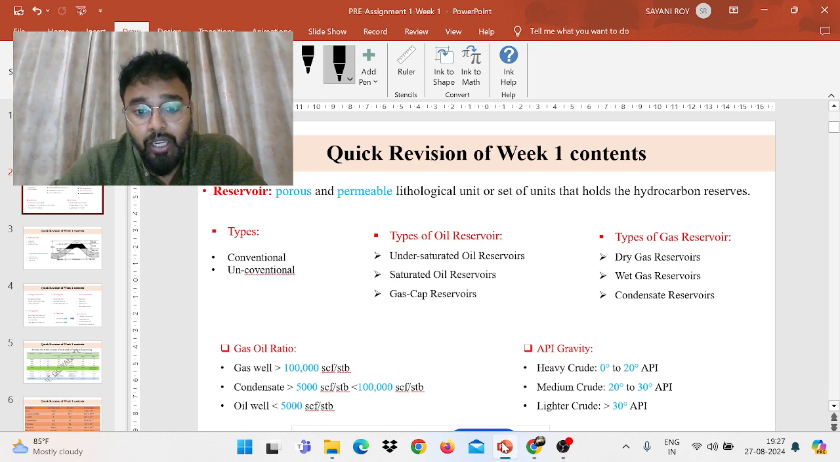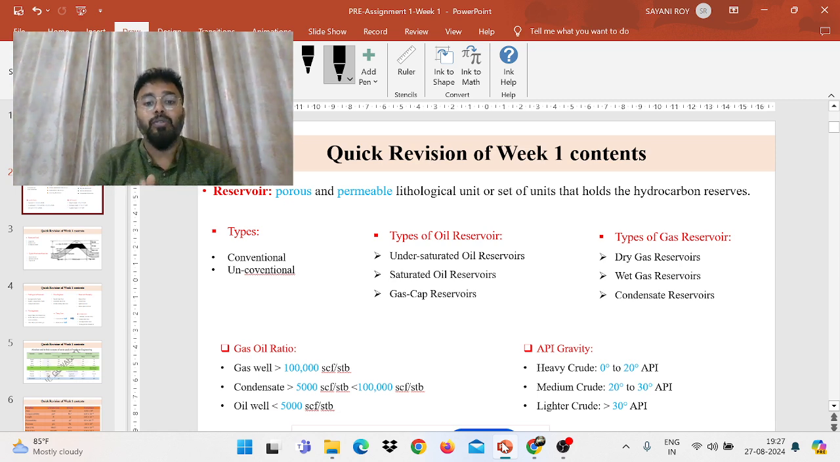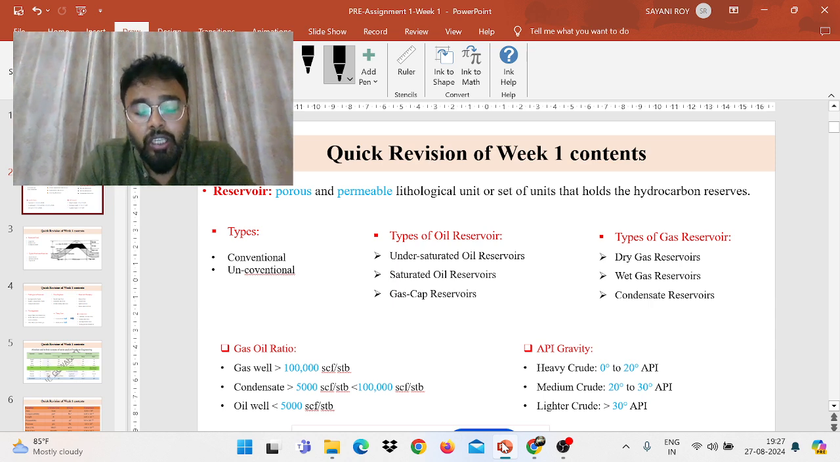Then there are types of oil reservoir. Oil reservoirs are mainly of two types: undersaturated and saturated oil reservoirs. This type of reservoir can be defined by a particular pressure point, that is called the bubble point pressure. Bubble point pressure is the pressure at which the first bubble of gas comes out of the liquid.